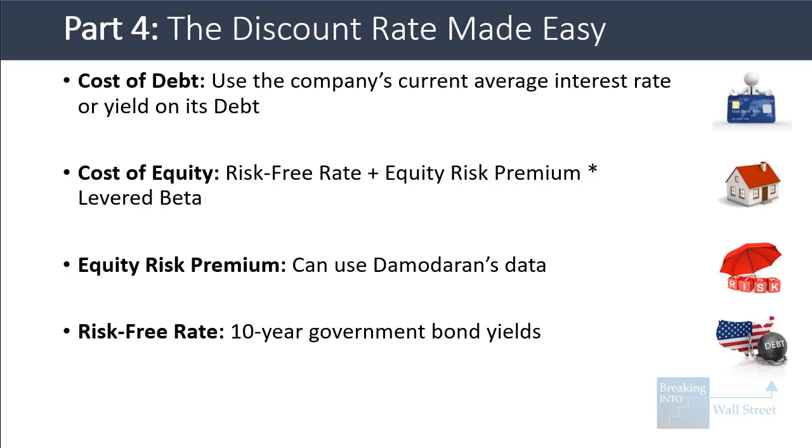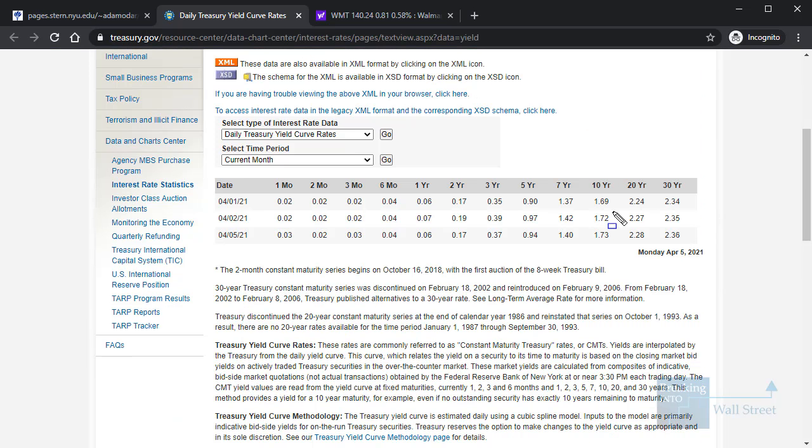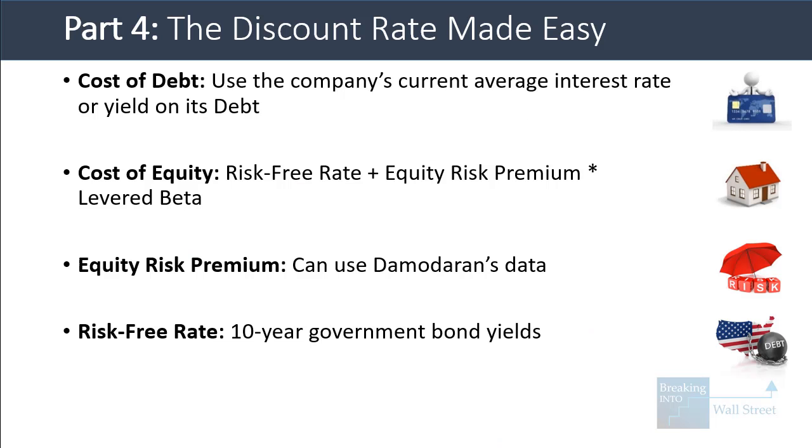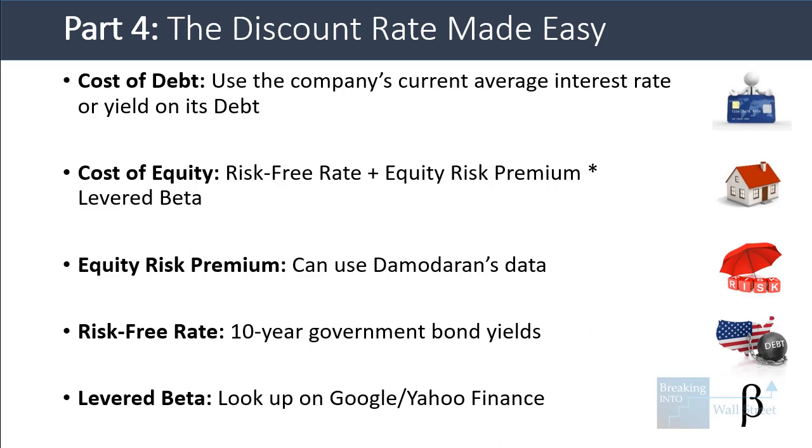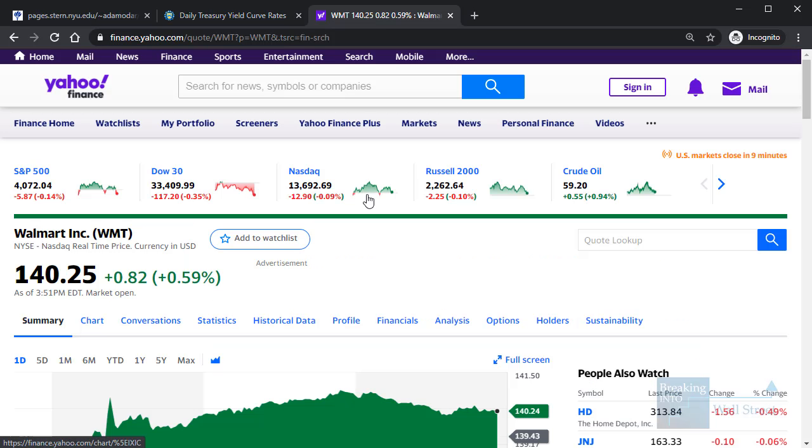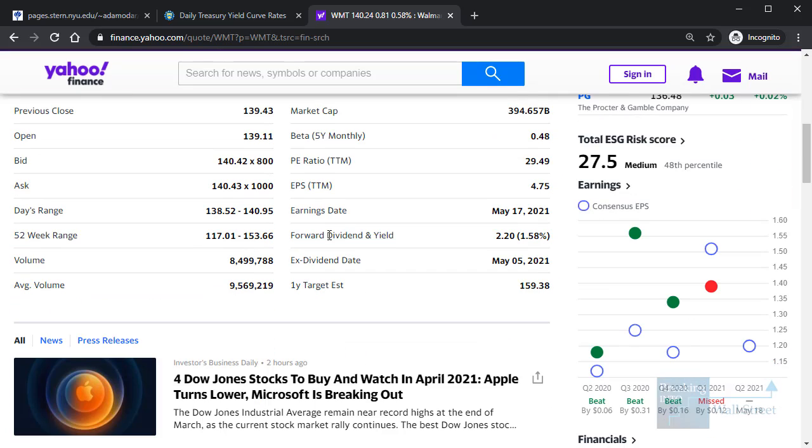And then for the risk-free rate, we can look up 10-year government bond yields quite easily. Here they are saying around 1.7% or so for the 10-year government bond yield as of the time of this video. And then finally, for levered beta, we can just look this up on Google or Yahoo Finance. So I have pulled up Walmart's profile in Yahoo Finance, and they give the beta as 0.48.